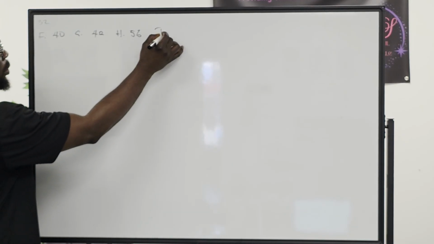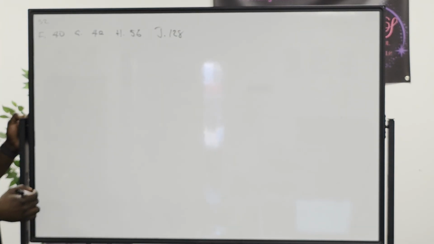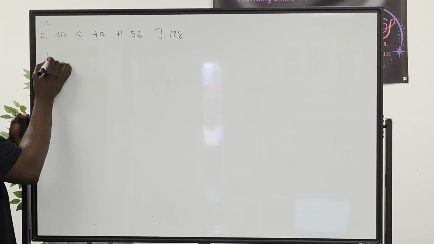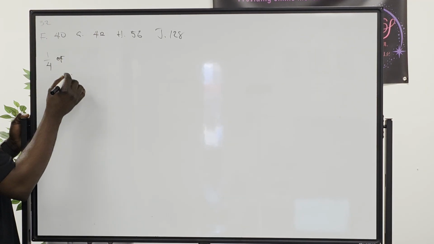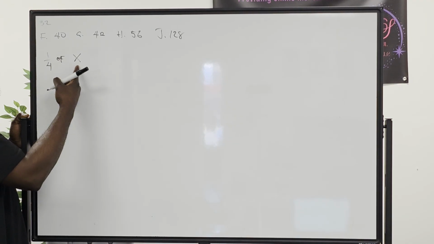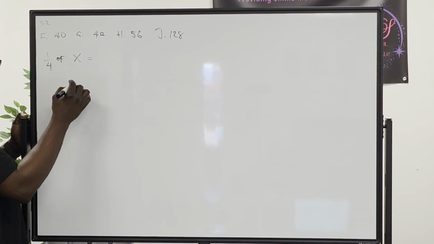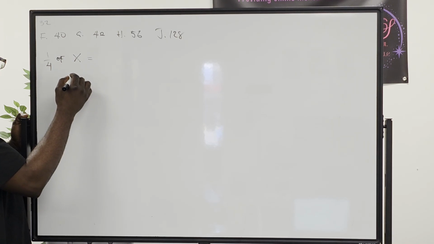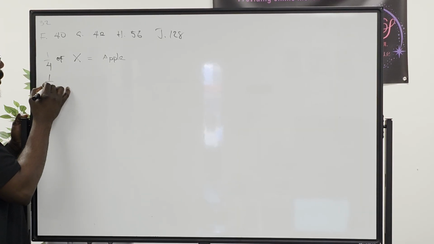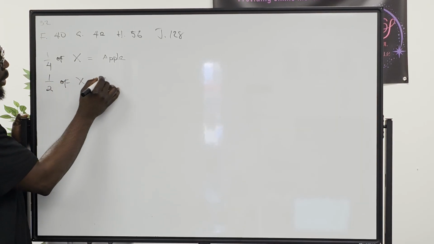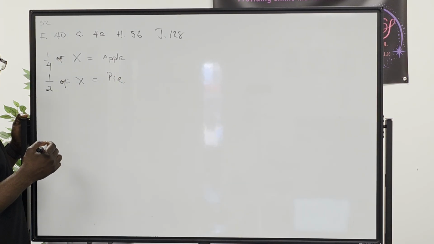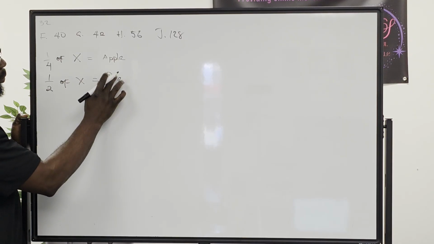And option J, 128. So for the pies, he sold 1/4 of everything. Let's say everything is x. We don't know how much is everything, but we say it's x. That's for the apple. And then he sold half of everything that he had, and that's for pecan.